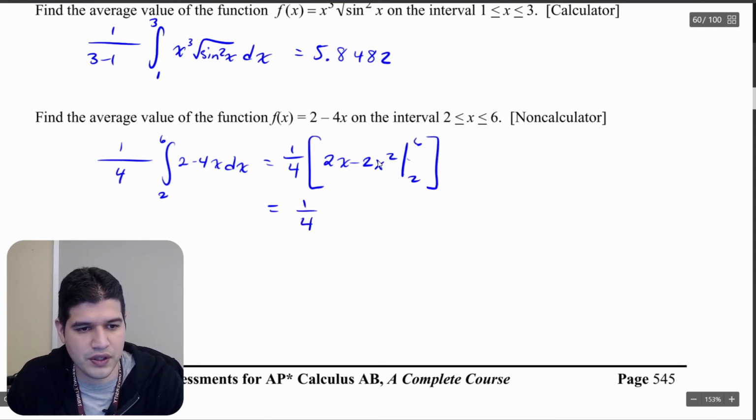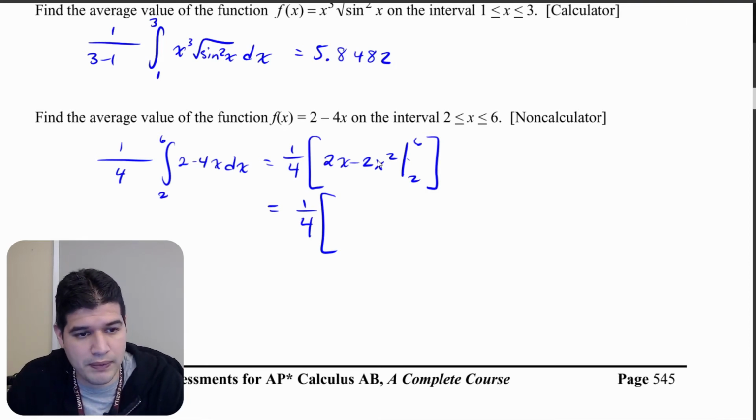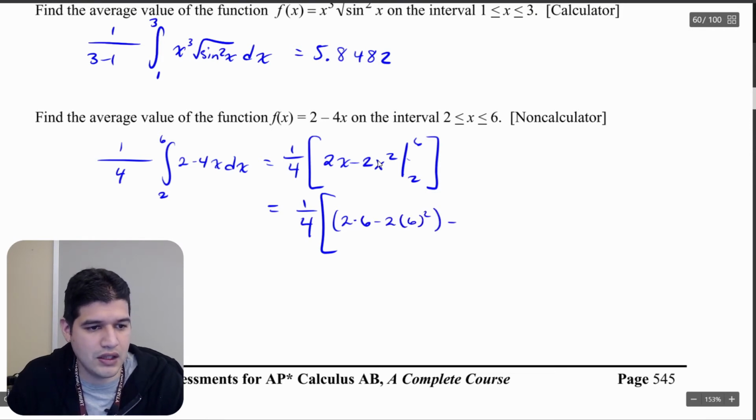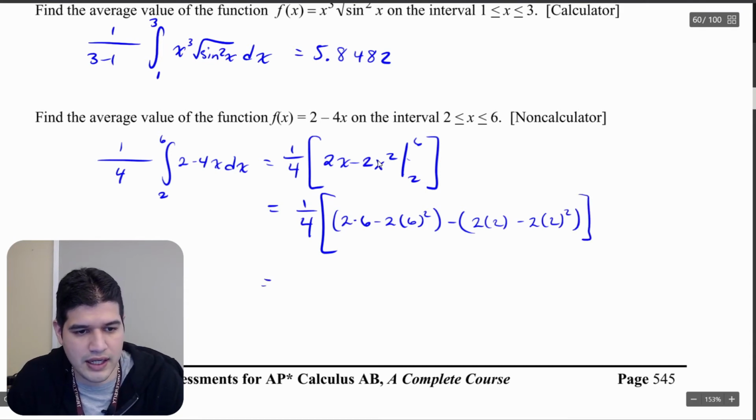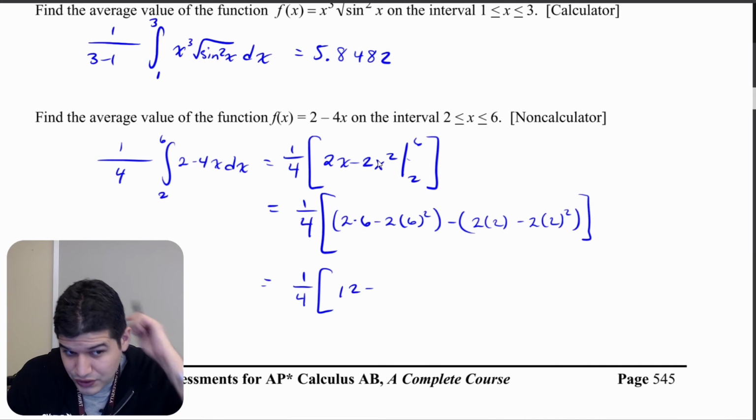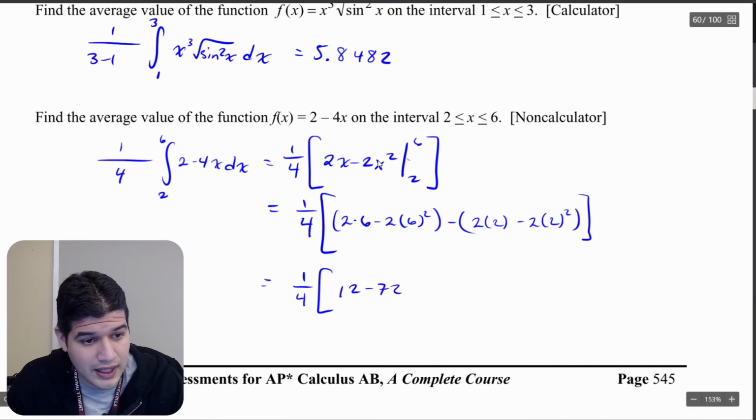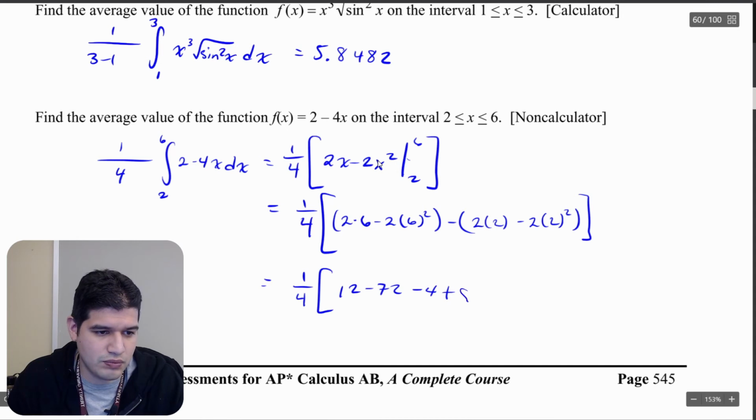I'm still going to have 1/4, and then I'm going to substitute 6 in my upper bound. That's going to be 2 times 6 minus 2 times 6 squared, minus my lower bound, which is going to be 2 times 2 minus 2 times 2 squared. Okay, let's evaluate all of that. Again, no calculator. So it's going to be 1/4. I've got 12 minus 36 times 2, so 12 minus 72. And then this is going to be minus 4. And then 2 squared times 2, but this is all going to be addition. So 2 squared is 4 times 2 is 8, so plus 8.